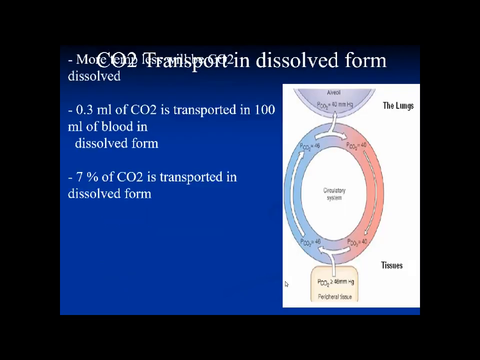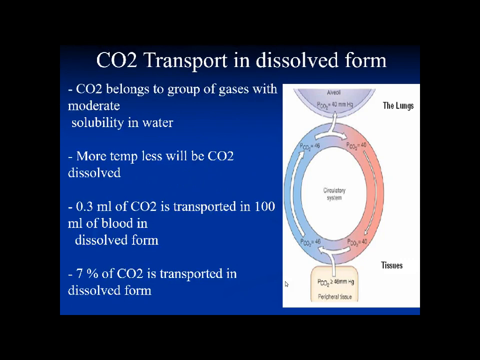The first form of carbon dioxide transported is the dissolved form, dissolved in the plasma, in the water of the blood. Carbon dioxide belongs to a group of gases with moderate solubility. It is not easily soluble in water. If you increase the temperature, less carbon dioxide will be dissolved. Only 0.3 ml of carbon dioxide is transported in 100 ml of blood in a dissolved form, which is about 7% of the total carbon dioxide transported.